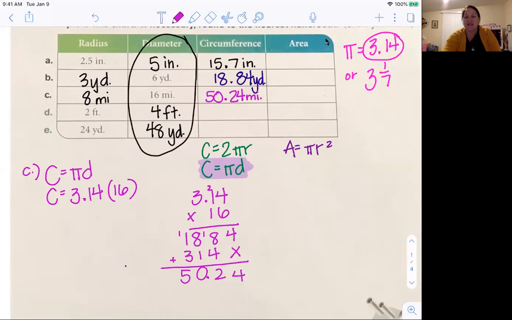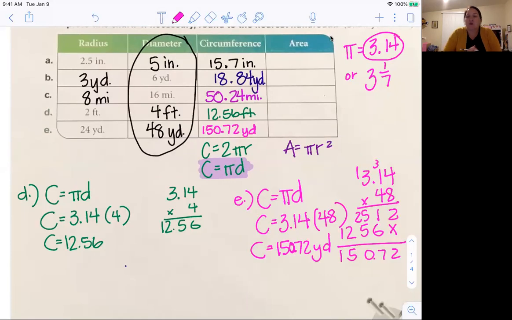Now, you know what I'm going to ask you to do. Press pause, do circumference for D and E, and come back. Great. So go ahead and check D and E for circumference. On D, you should have gotten 12.56 feet, and E, 150.72 yards for those. So those are your circumference. Now let's move on to area.